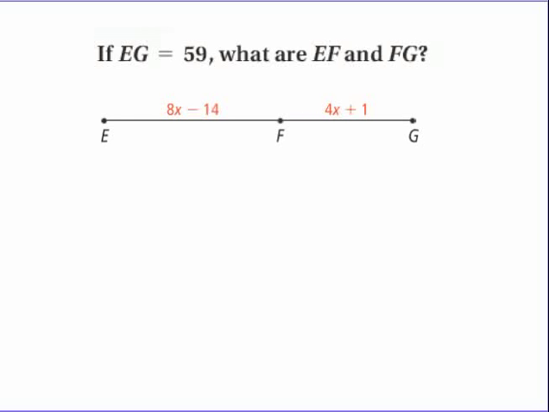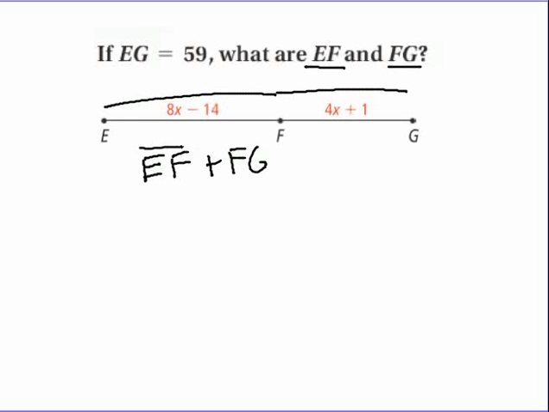Now, the first thing we want to do is solve for x. I know we're ultimately going to find the lengths of EF and FG, and first we need to solve for x so we can figure out what those are. We know, because of the segment addition postulate, that EF, this length right here, plus this length right here, FG, equals the length of the whole thing, okay? So that is EG.